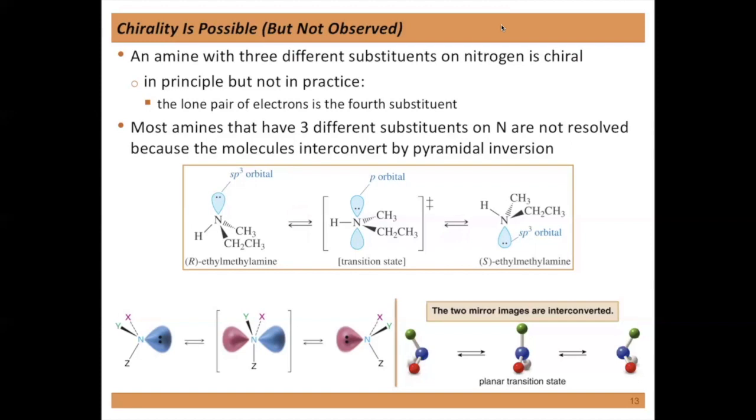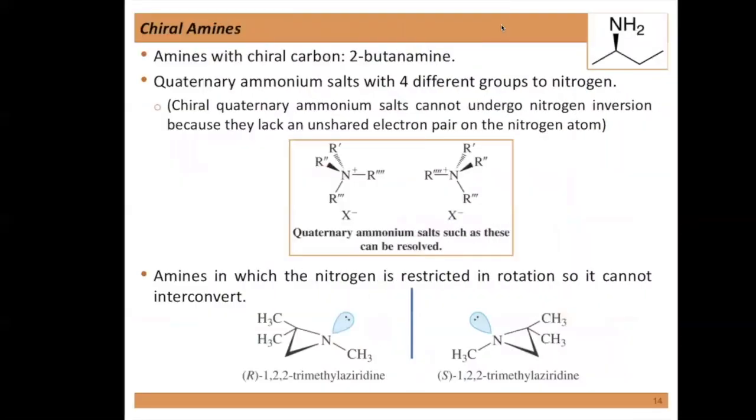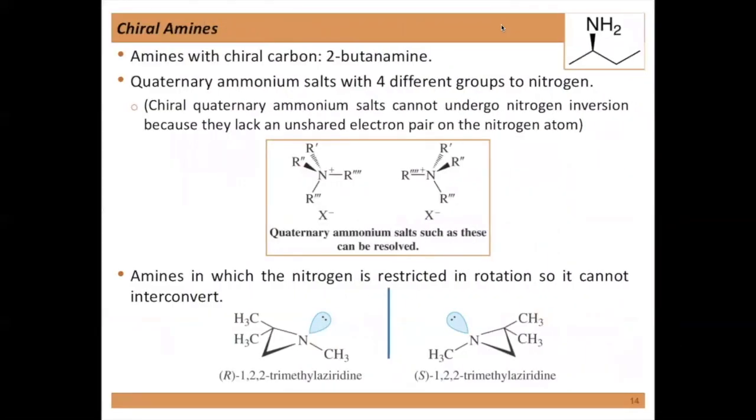So it has what we refer to as a very low barrier to inversion. And so the molecule actually inverts back and forth. So amines typically are not what we say optically active because of this inversion. Now, there are some cases where we can get amines to be chiral.